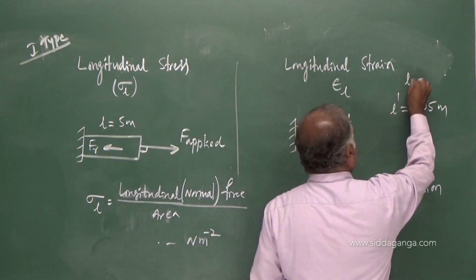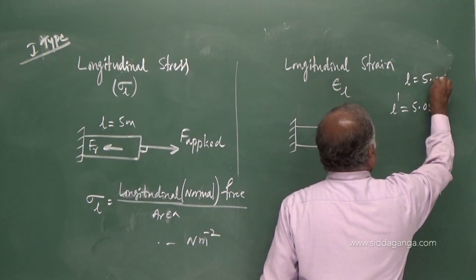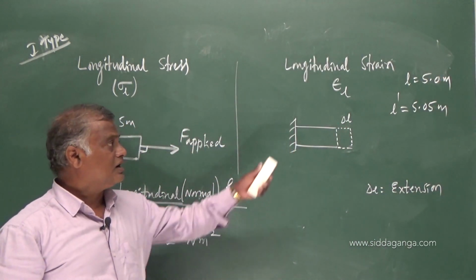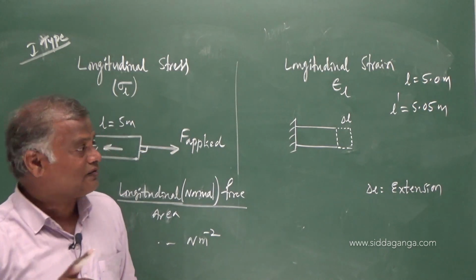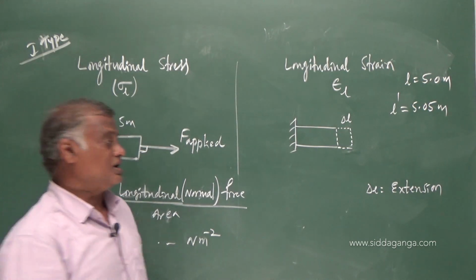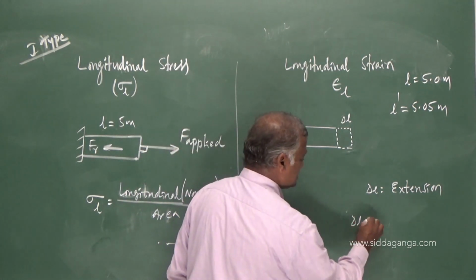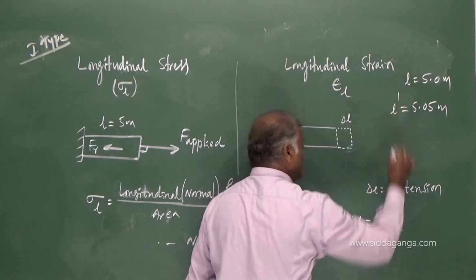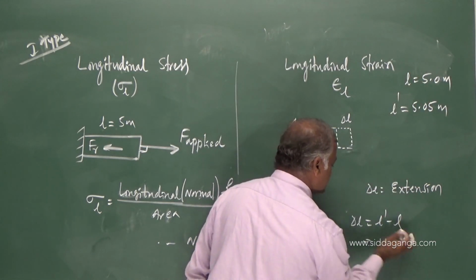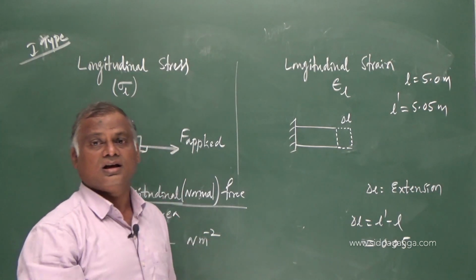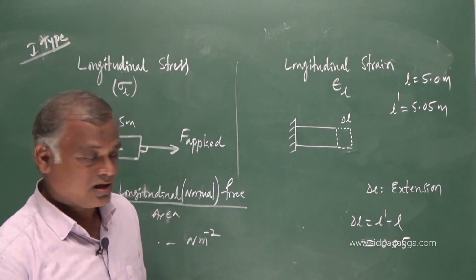What is the initial length? 5 meter, 5.0 meter. After stretching, what is the new length we got? 5.05 meter. Now what is the extension now? This extension is L dash minus L. If you do the difference, how much you get, my dear students? 0.05 is the extension. I think you understood properly.